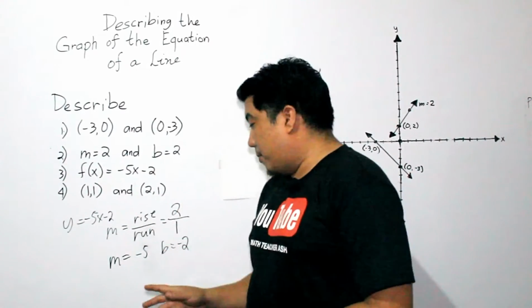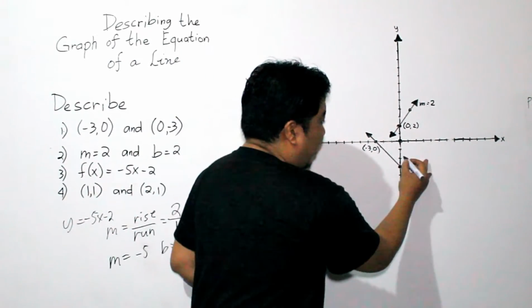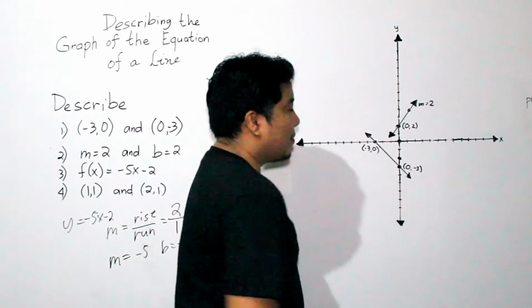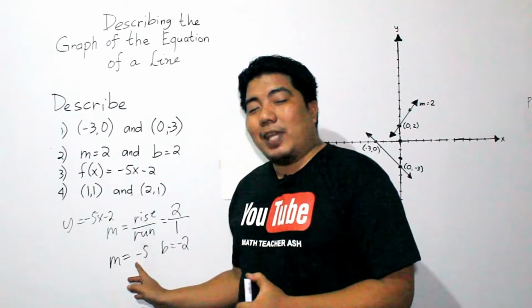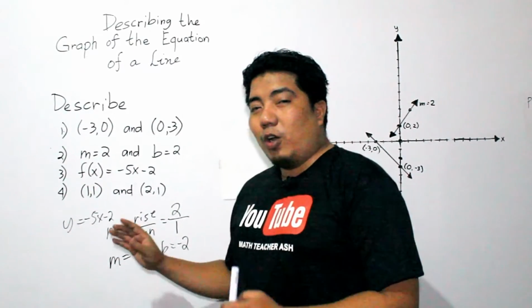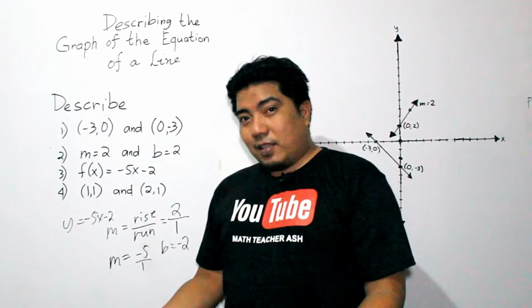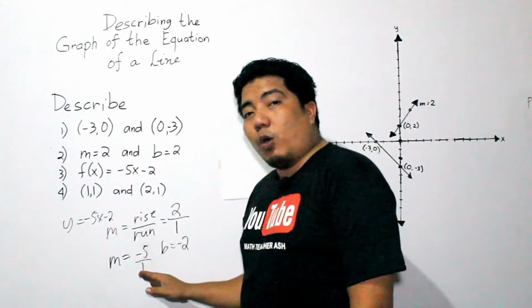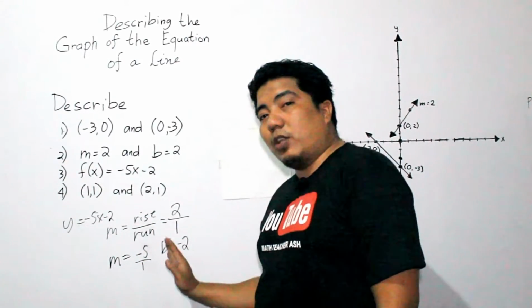So, what does this mean? Your y-intercept is located here. So, negative 2, that is here. Okay? And your slope is negative 5. Remember that if it is a whole number or an integer, there is an over 1 that is hidden. Okay, so that means we go down 5 units and then we run 1 unit to the right.